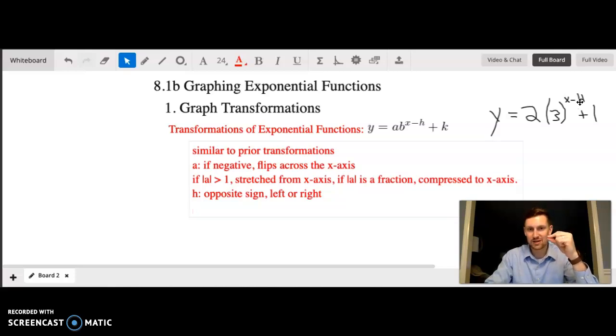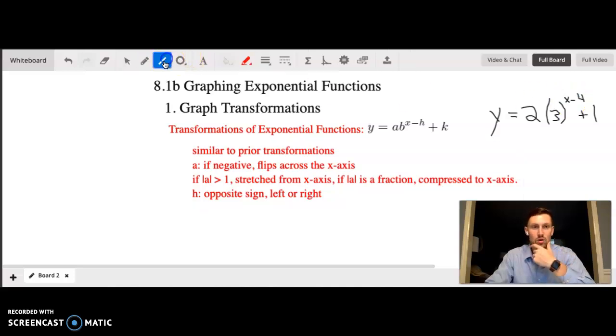So if there's an h value here, essentially it's going to move left to right. So in this case, rather than being at 0, 1, it's going to be over at a +4 for x. So it's going to be a 4, 1, right? Rather than a 0, 1, a 4, 1.